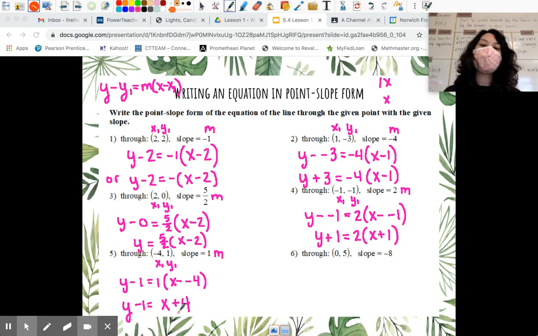This is oftentimes how you're going to see it written on a worksheet or in a textbook. When you see it like this, it is still in point slope form. There's just an understood slope of 1 here.